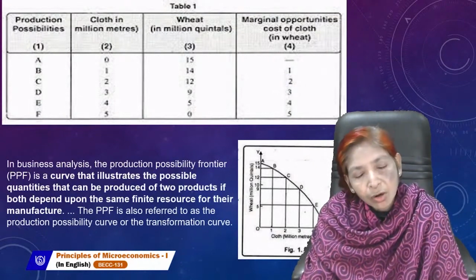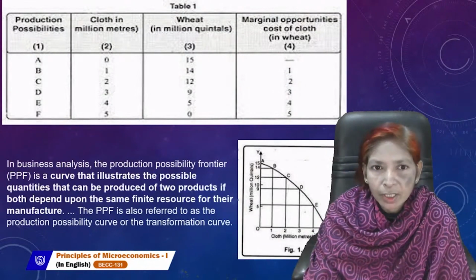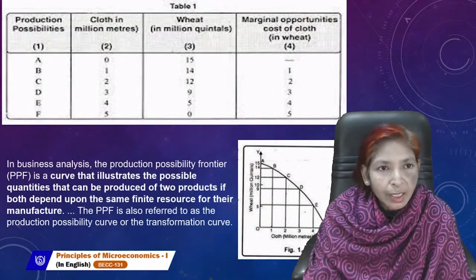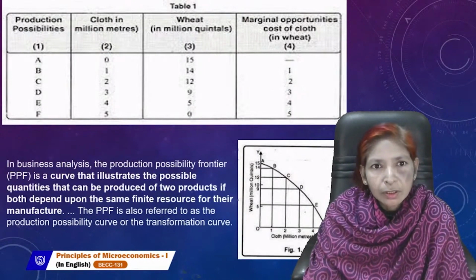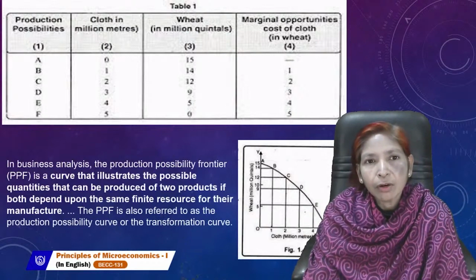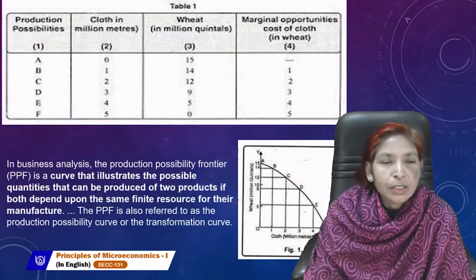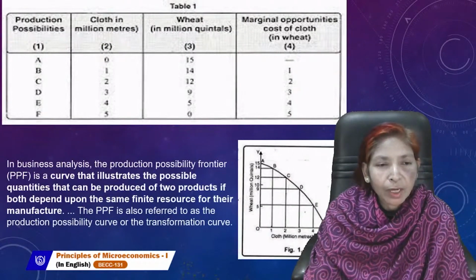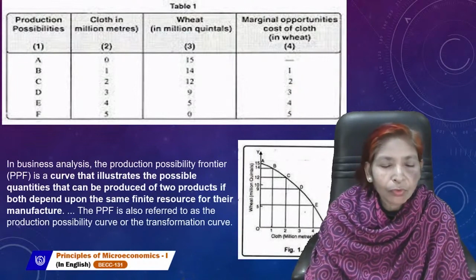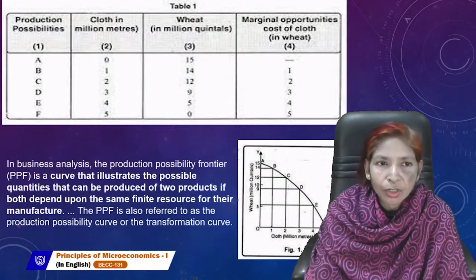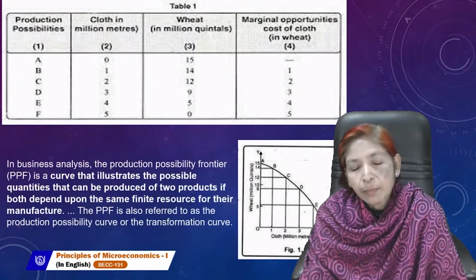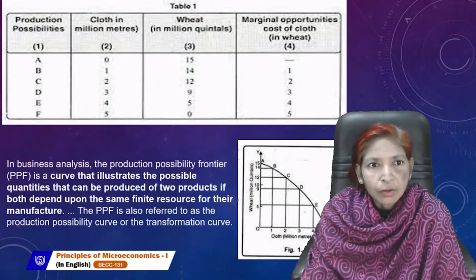We put all the resources in the production of wheat. Then wheat production will be maximum, 15. As we increase the production of cloth, we have to reduce the production of wheat. As you are watching here, cloth is increasing by 1, that is, 0 to 1, 1 to 2, 2 to 3, 3 to 4, 4 to 5. Continuously the production of cloth is increasing by 1 and the production of wheat is falling.